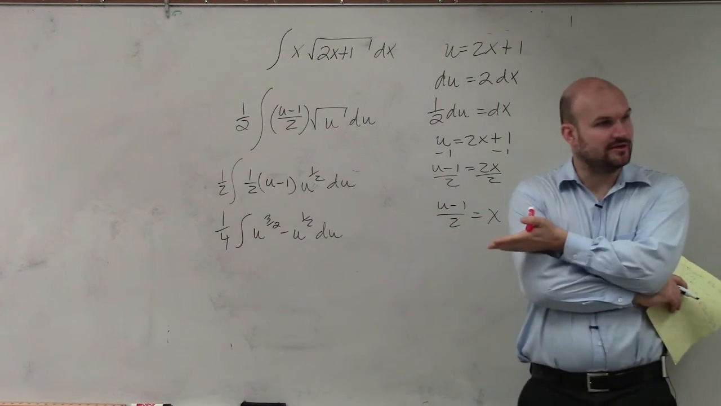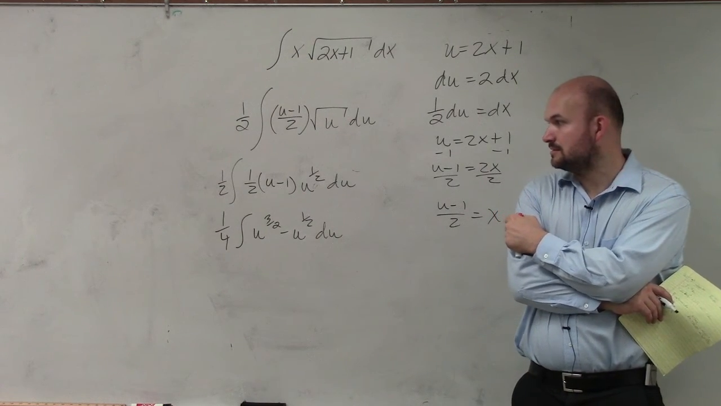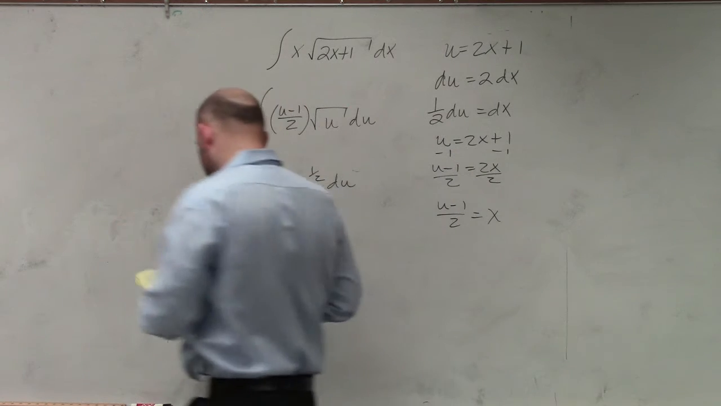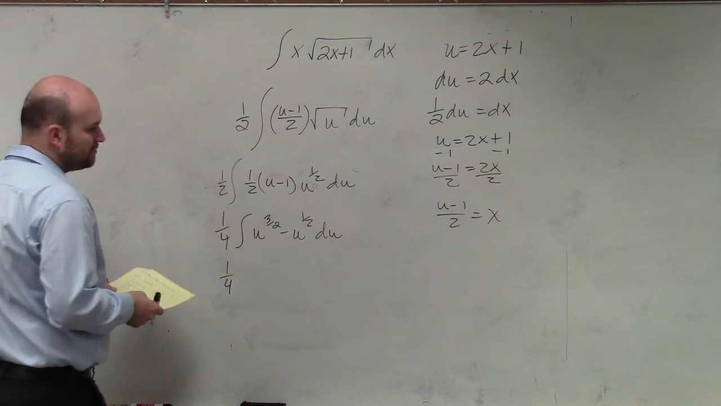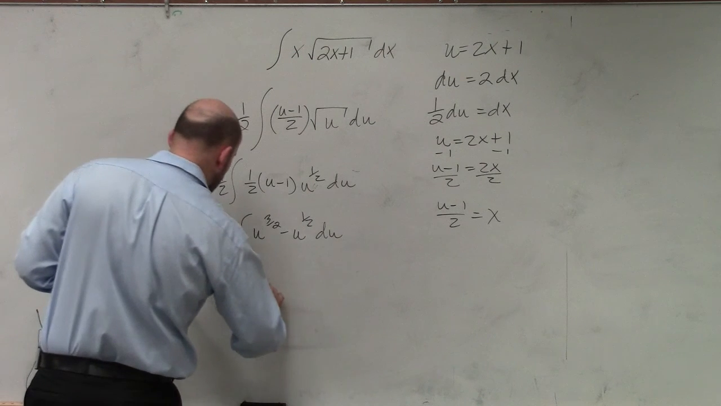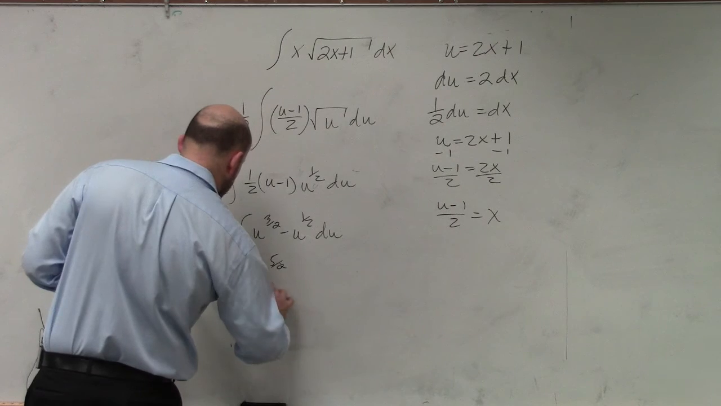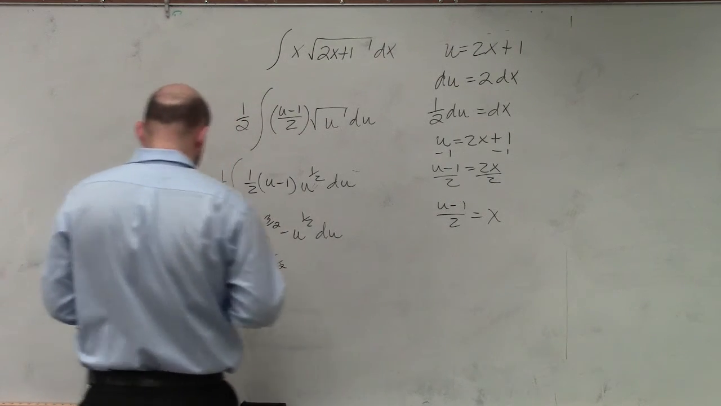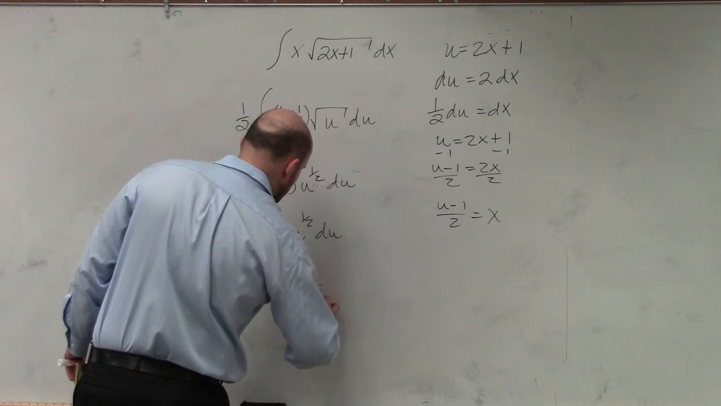Now, is this much easier to integrate? Yeah, you just integrate each one separately, correct? So I'll keep my 1/4 on the outside. Add 1 to the exponent, which would be 3/2 plus 2/2, which is 5/2. So u to the 5/2, and then multiply by 2/5. And then minus, add 1 to 1/2, which would be 3/2. So divide by 3/2, which means multiply by 2/3.